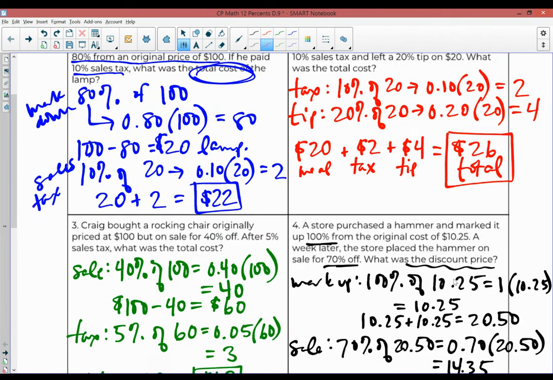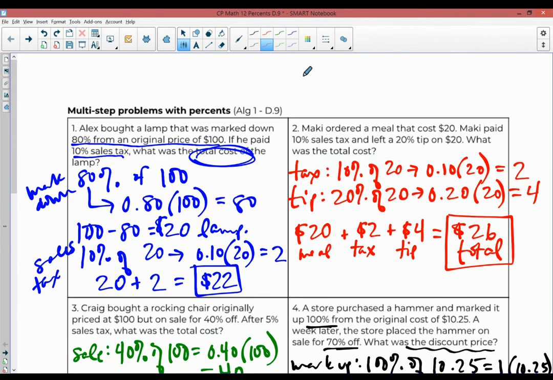Sensitive, sorry. All right, so those were 6 examples for multi-step problems with percents, Algebra 1 D9.